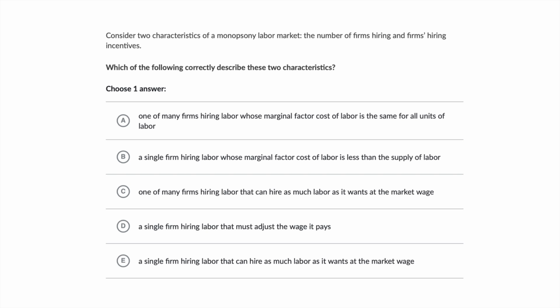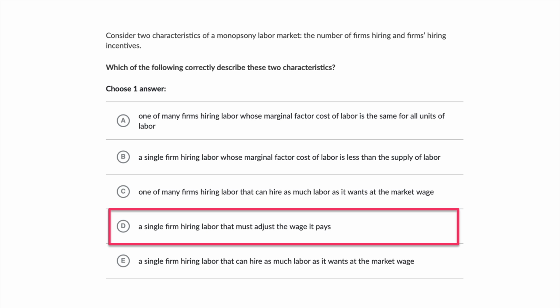Now let's go to the practice question. We have 2 practice questions, and the first one is, consider 2 characteristics of a monopsony labor market. The number of firms hiring and firms hiring incentives. Which of the following is correct? Just pause, take time, and solve it. The answer is D, a single firm hiring labor that must adjust the wage it pays.